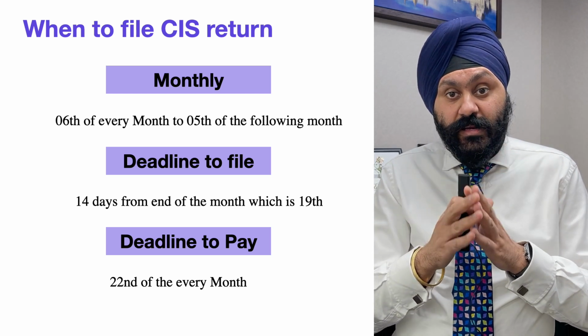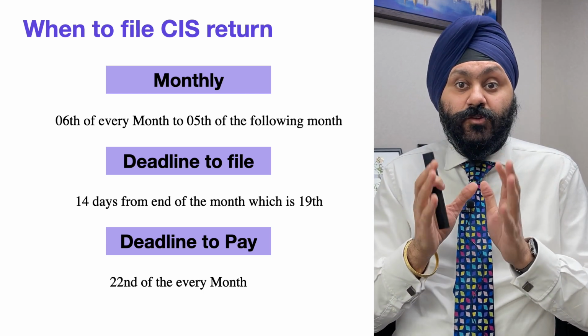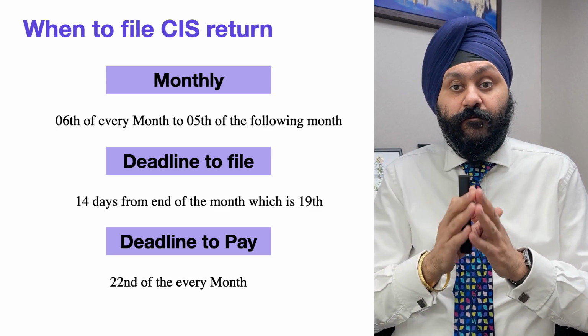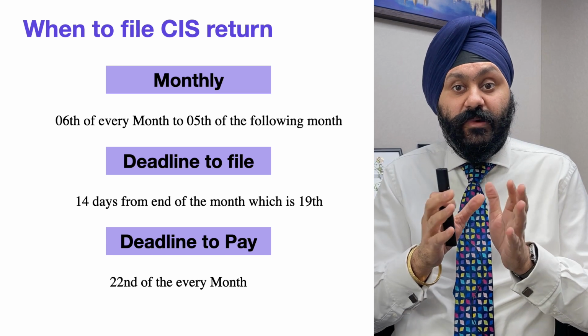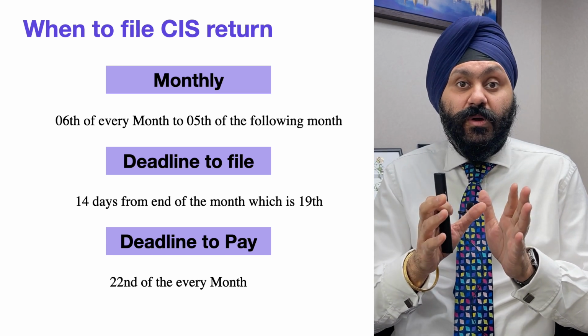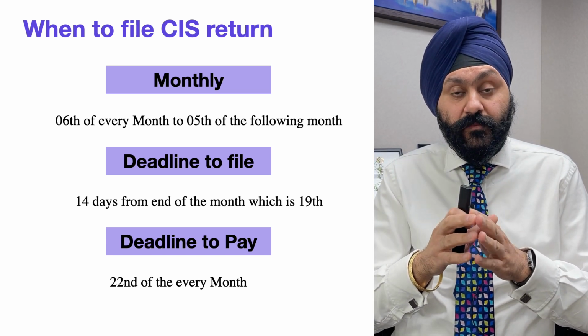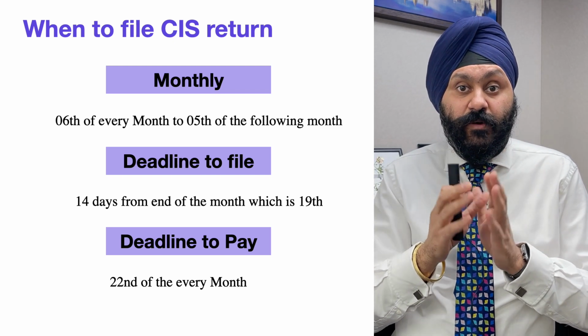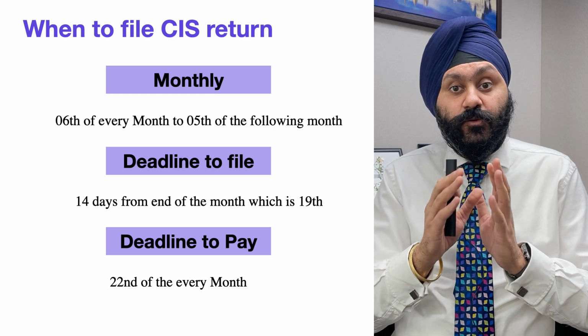So within 14 days, a contractor has to file the return. If it's a nil return, the contractor still needs to file it and inform HMRC that in this period or in this month he has not made any payments to any subcontractor. And in this return, before he pays anyone, he needs to verify his subcontractors, and all the details go into that return.